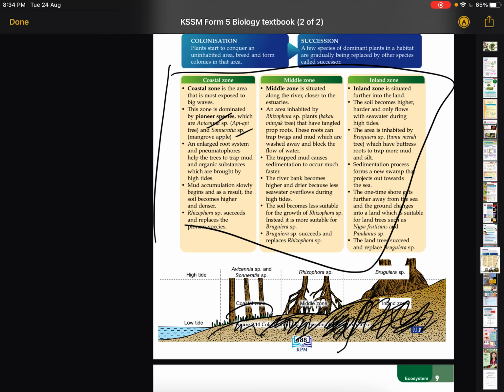The Briguera will not be in the inland zone. The inland zone is further into the land, and it's harder for seawater to reach there, usually only during high tides. And Brigueras have buttress roots. Again, it helps to resist water, and it also helps to trap more soil, trap more mud. And this mud will accumulate again and again. Sedimentation is basically when the mud accumulates and hardens.